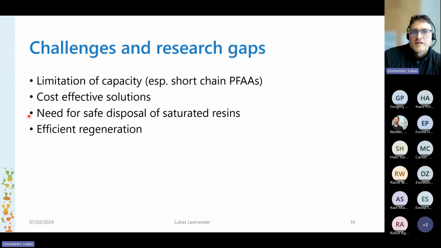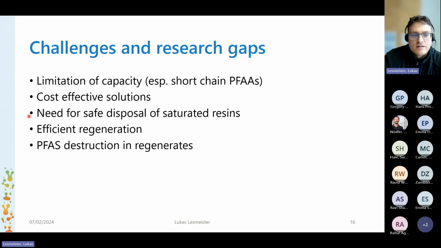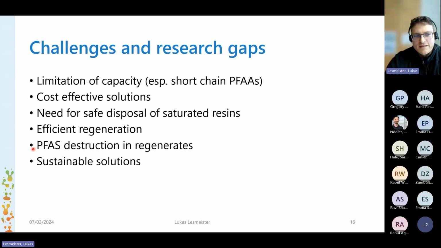If you find efficient regeneration, which from a sustainability point of view would be important, then you also need to find ways for destroying the PFAS in the regenerate and pair it with destructive technologies. And only then will you find the good sustainable solution. But this is what we strive for in ZeroPM. This is the message I want to put out here, that we try to find a very good sustainable solution for PFAS treatment using anion exchangers.